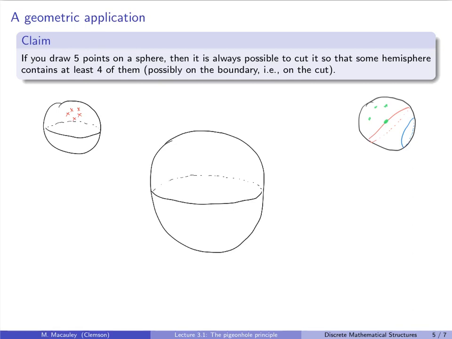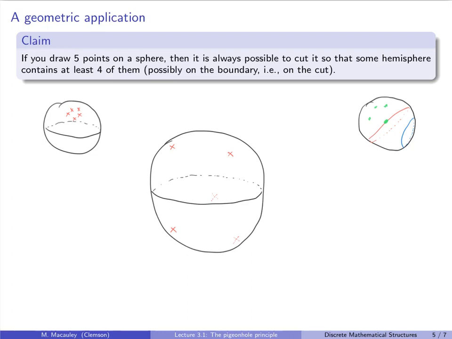Okay, so let's make things hard. Let's try to put them as far apart as possible. So one goes here, one goes there. Let's put one up here, and let's put, I don't know, one in the back, say here. I'll draw it with dotted, and another one maybe in the back here. Okay, so how do we find a way to cut this sphere so that 4 of these are in one half of it?